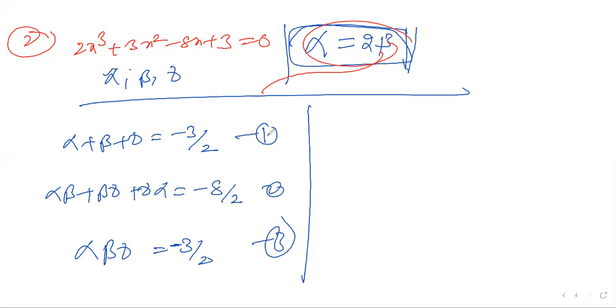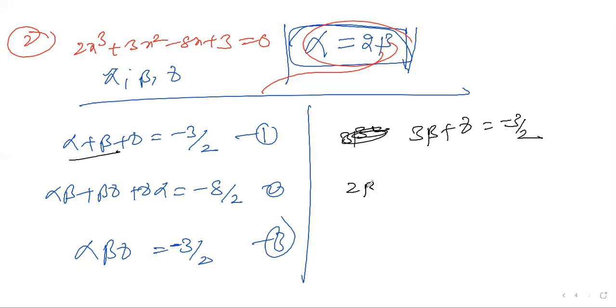Alpha is equal to 2 beta, right? So 2 beta plus beta, 3 beta. Am I clear, right? 3 beta plus gamma is equal to minus 3 by 2. Are you following me or not? Yes. Then here you write alpha beta, then write what you are going to get after substituting here. Alpha beta, where alpha is equal to 2 beta. What are you going to get?